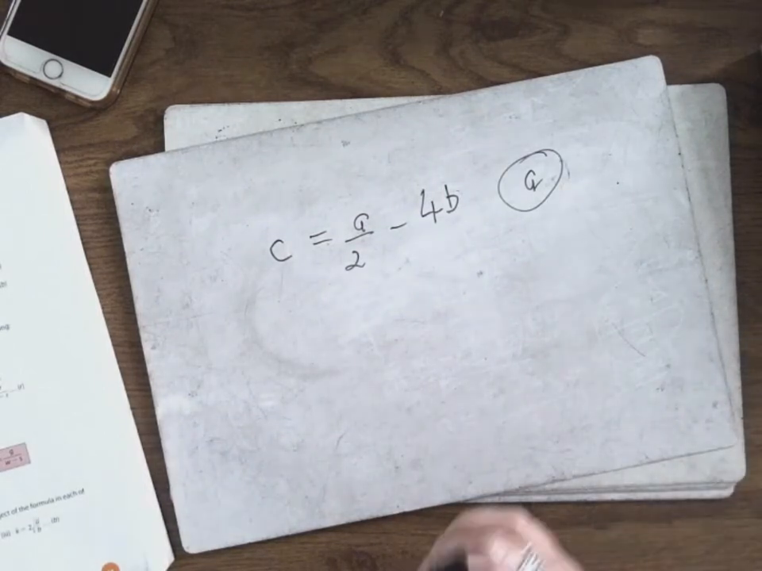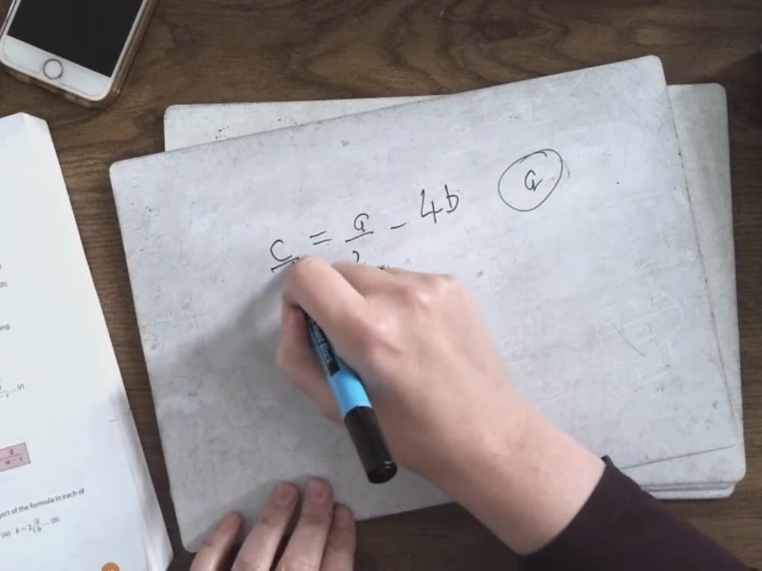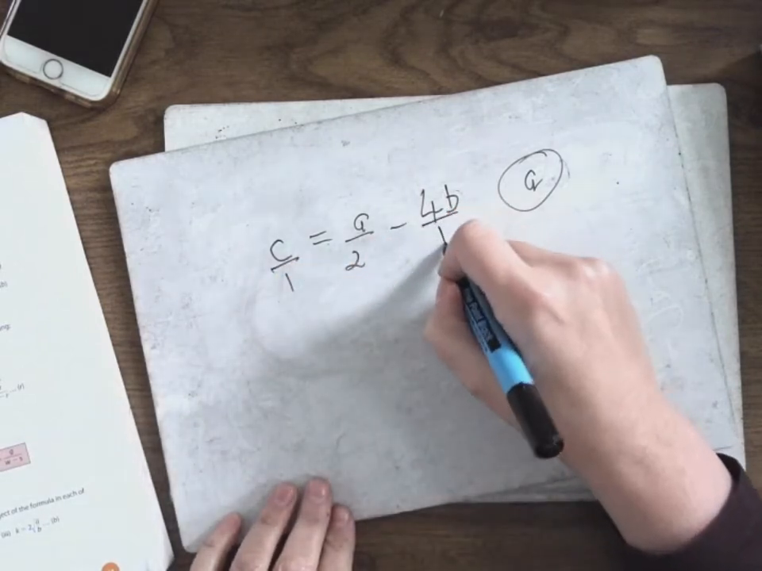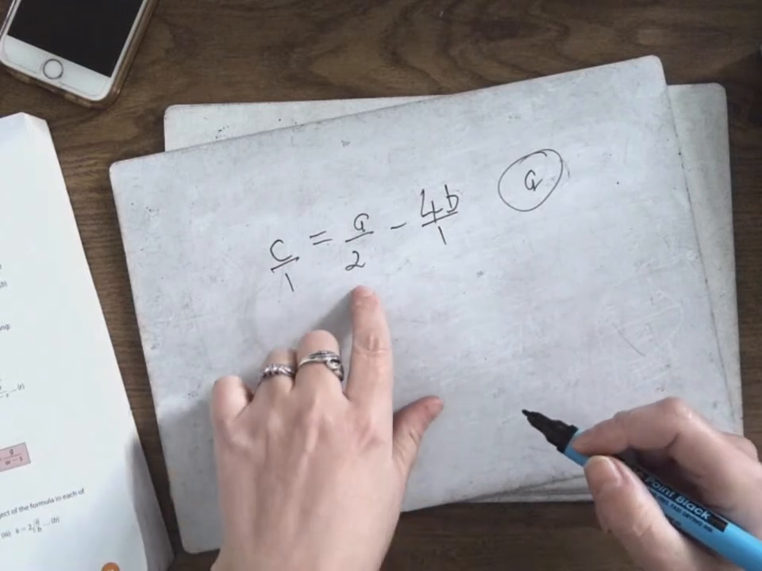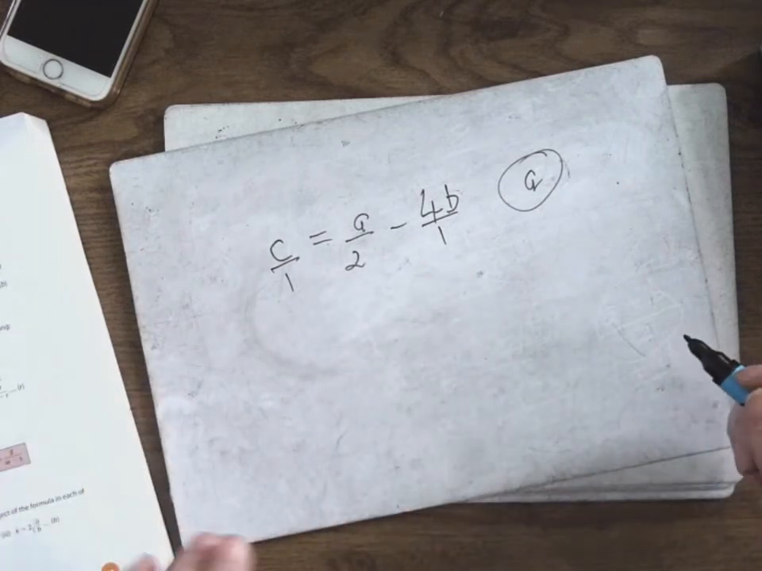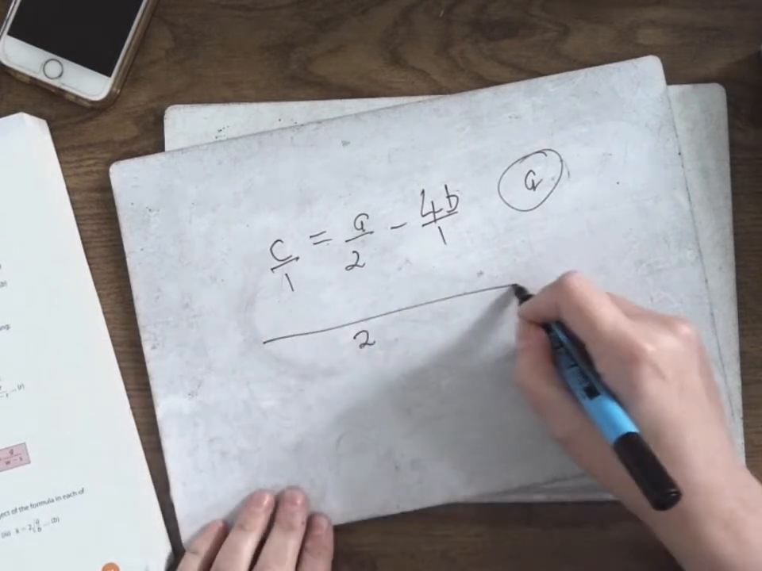Right, okay. Right, come back to me. Right, so I'm putting everything over 1. Okay? So I can get a common denominator, because this is over 2. So I have to even everything up. Right? So you get 2 is your common denominator.